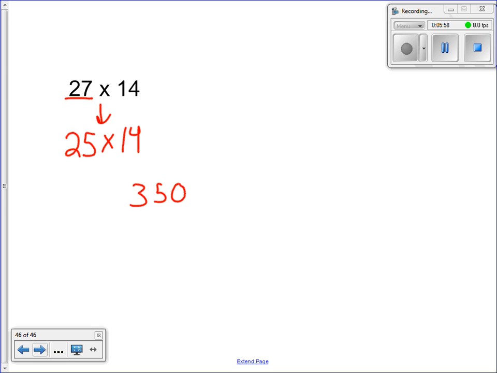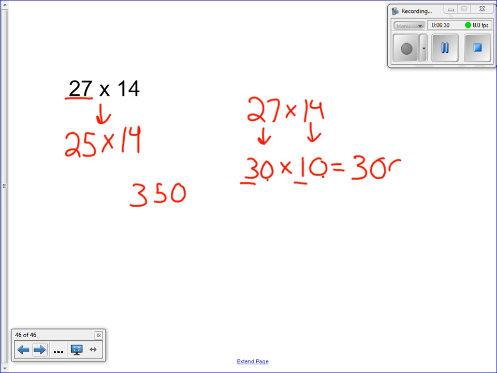I also could solve this using rounding, and it would look like this. 27 would be rounded to 30 for the nearest 10. And I could stop here and multiply that by 14, and you'd be able to figure that one out. Or I could also round my 14 to 10. Okay, and now I have 3 times 1 to get my base of 3. Add 1 zero, add 2 zeros.